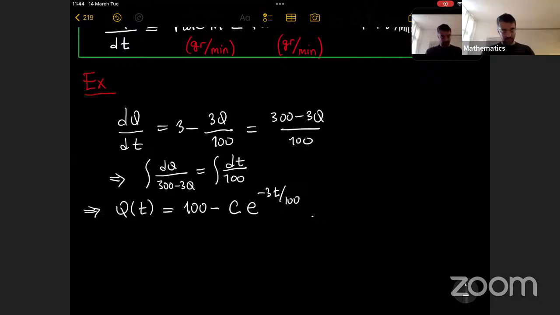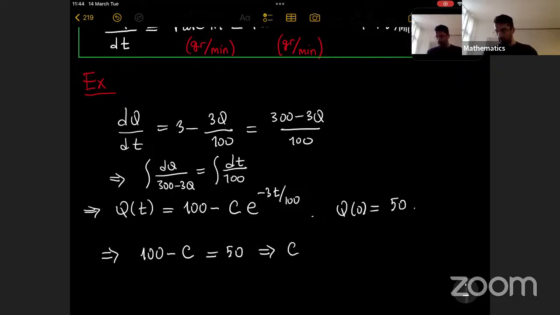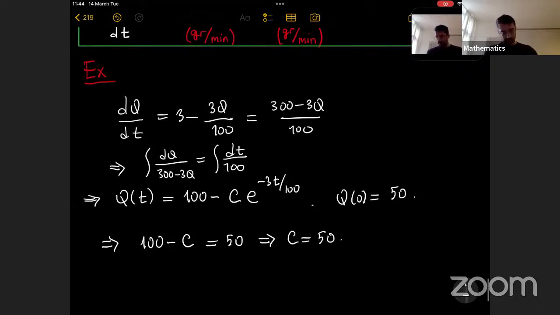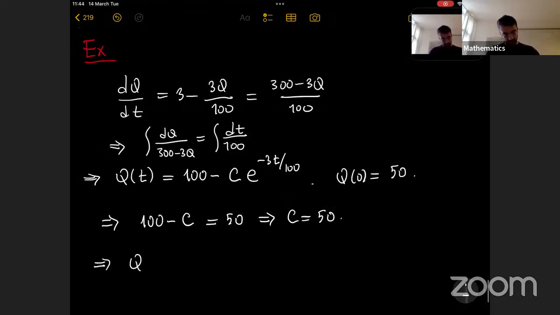Q(t) by this, but Q(0) was 50. So basically, this tells you that 100 minus c times, when we plug in 0, it becomes e to the 0, which is 1. So it is 50. So from here, c is equal to 50. That means the amount of salt here at any time t is given by 100 minus 50 times e to the minus 3t over 100.